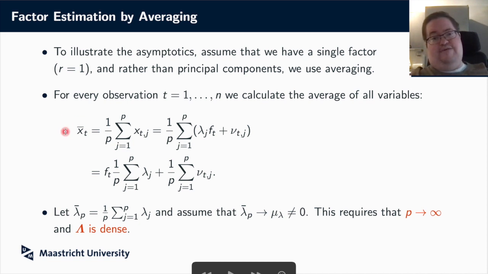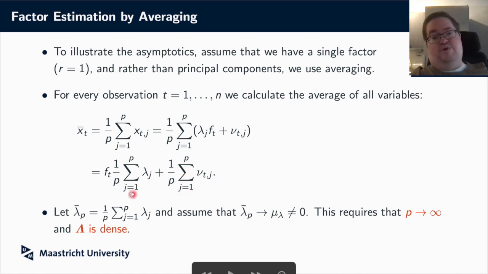So what we're going to do, for every time period, we're going to take the average over all variables j. And that will be our estimate of the factor at that time. So we're going to take the average for j is 1 up to p of x_tj. Well, we can write that out. Given the factor structure on x, you can write it out as lambda_j f_t plus nu_tj. Well, then we can already see that f_t in this sum does not depend on j. So you can take it out of the sum. So you have f_t times the average of the loadings plus the average of the idiosyncratic components.